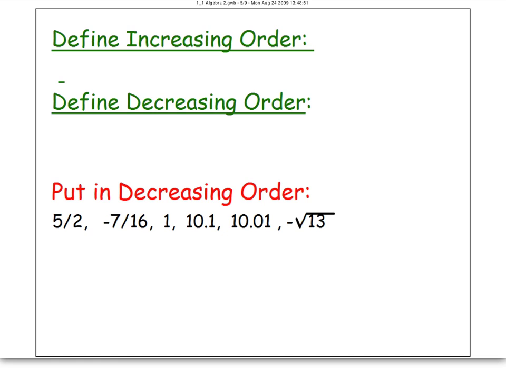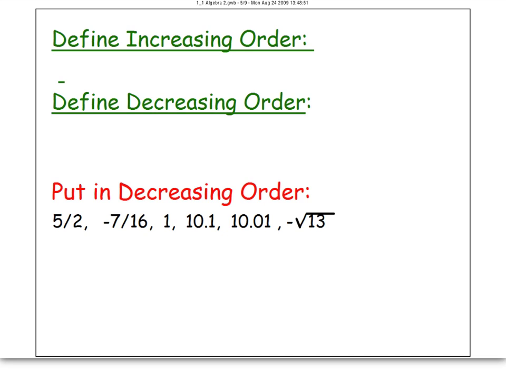This one here is already a decimal, and that's as a decimal. So I'm going to convert these 2 fractions. 5 divided by 2 in the calculator is 2.5. Negative 7 divided by 16 is going to be a negative 0.4375. The negative square root of 13 is going to be a negative 3.6 approximately.